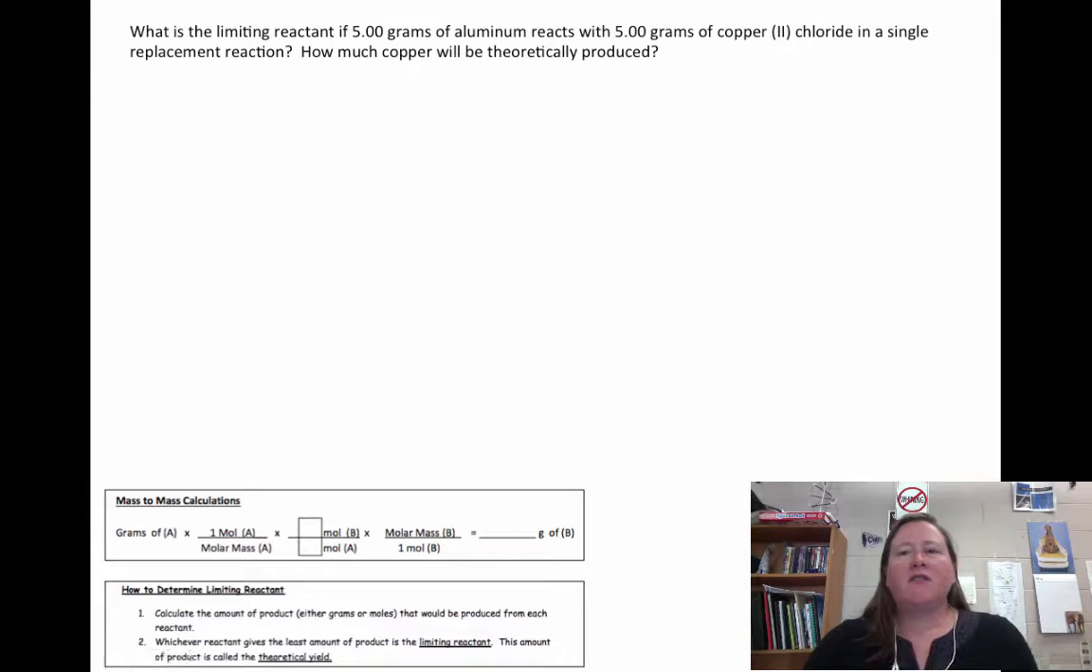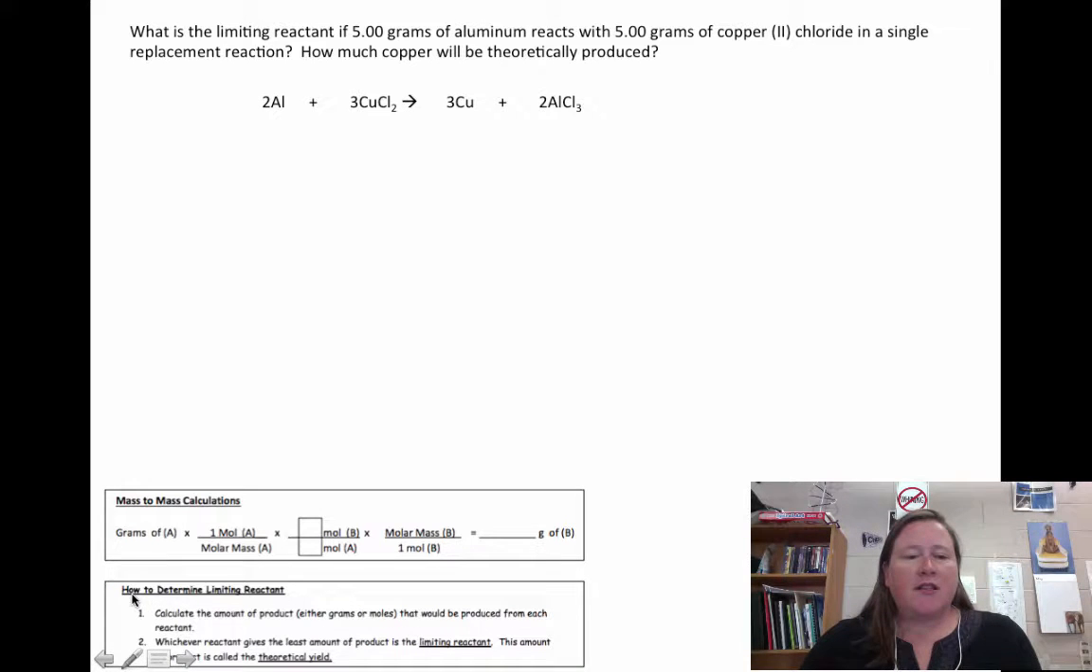All right, so here's the problem set up again. What is the limiting reactant if 5.00 grams of aluminum, notice 3 sig figs, reacts with 5.00 grams of copper 2 chloride in a single replacement reaction? How much copper will theoretically be produced? For this, I've set up the equation where we have our aluminum combining with the copper chloride to produce copper and aluminum chloride, and it is already balanced here.